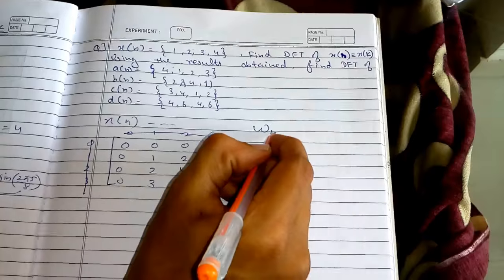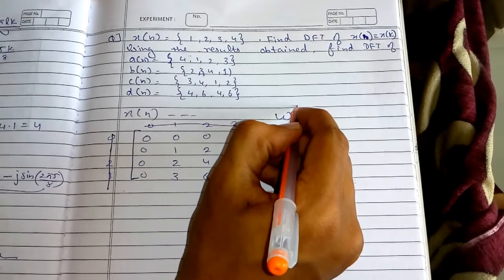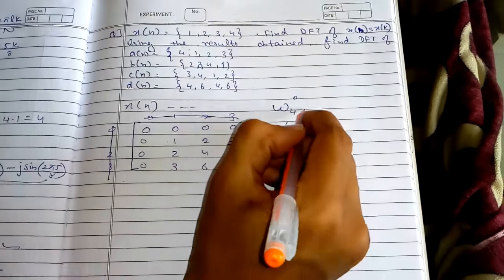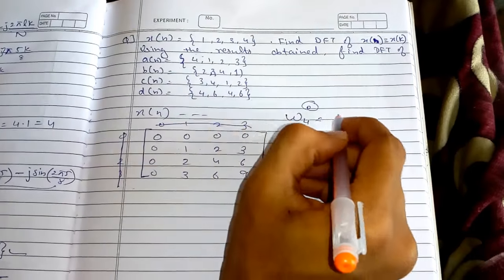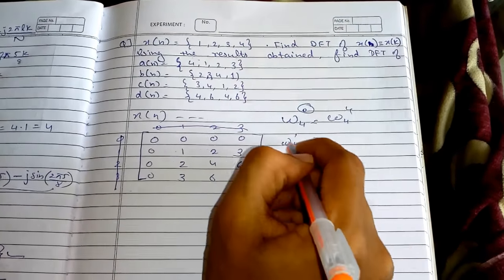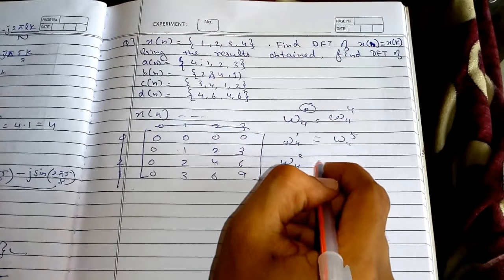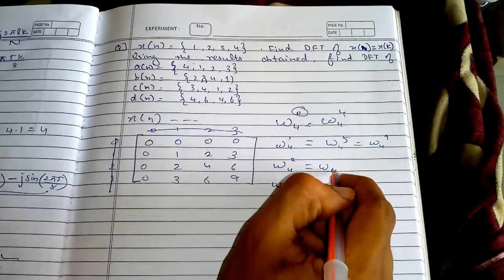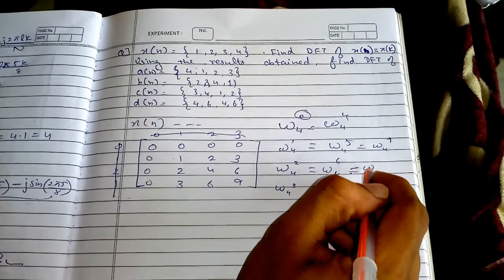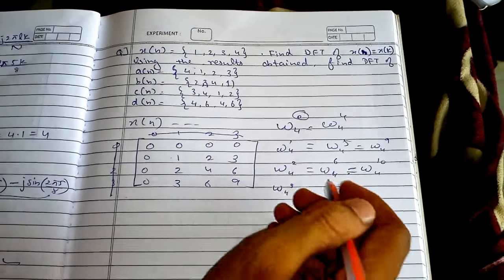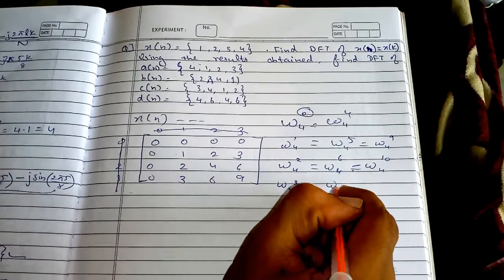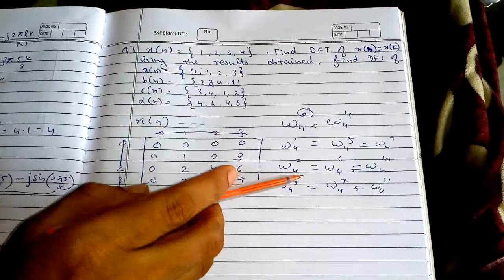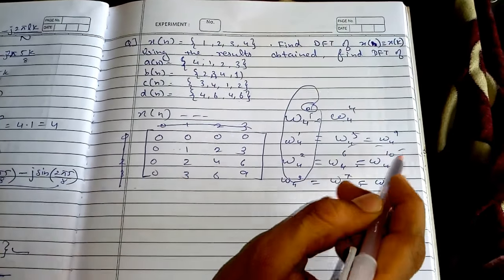Here I will have omega 4 raised to nk, which will be like 0, omega 4 raised to 1, omega 4 raised to 2, omega 4 raised to 3. The values will be, add 4 to the previous one: omega 4 raised to 4, add 4 to it, omega 4 raised to 5, and omega 4 raised to 9. Also here you will have omega 4 raised to 6 and omega 4 raised to 10, and here omega 4 raised to 7 and omega 4 raised to 11. Just calculate the values of these terms. It will be the same for other terms.